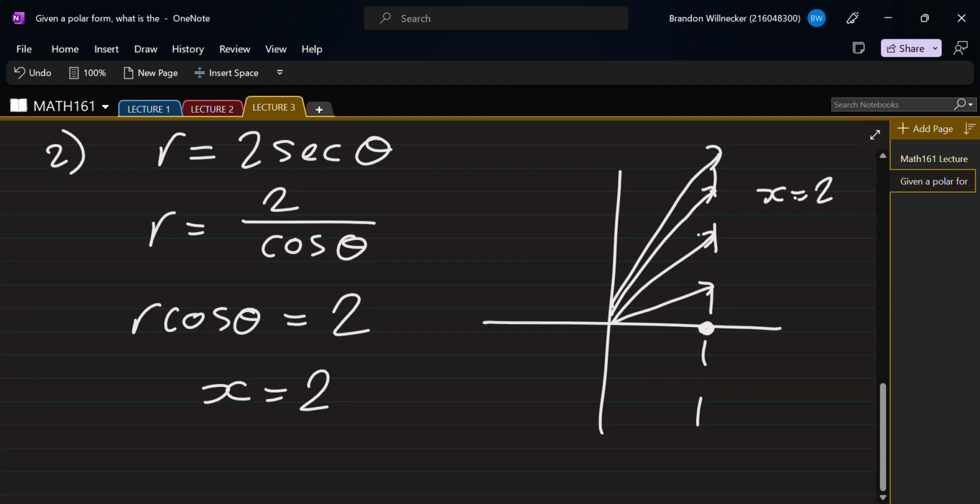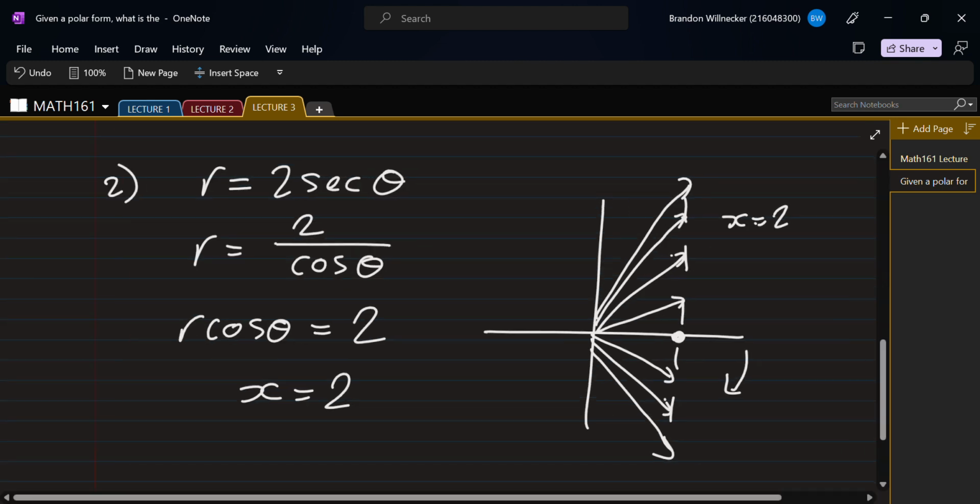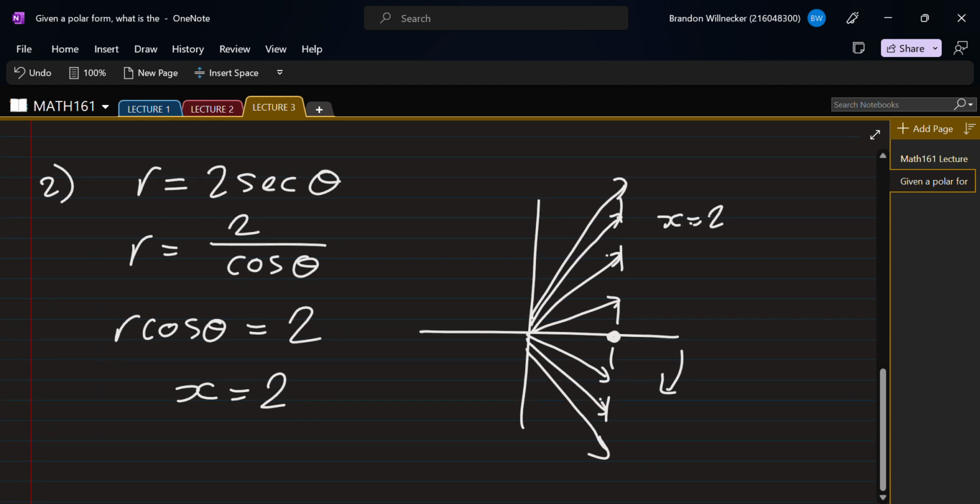And then if we substitute negative angles, so if you go counterclockwise, that's positive angles. If you go clockwise, that's negative. We end up going down here like that. Okay, we move down the line. So that's just a quick diagram of why this gives us x equals 2.